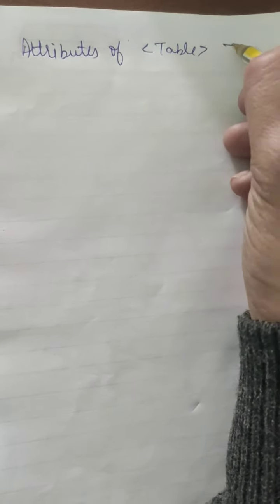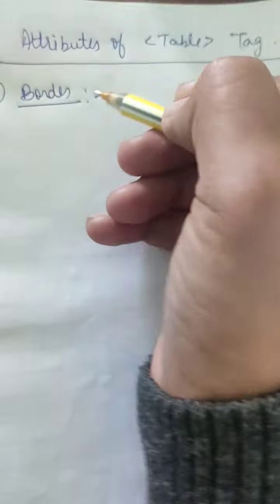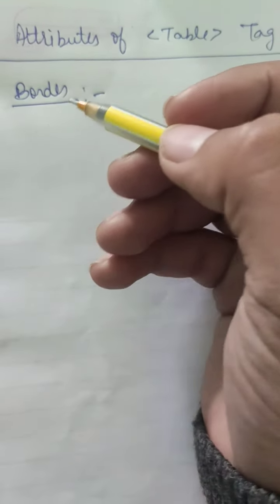So now in this video we will discuss the attributes of the table tag. How many attributes does the table tag have? First is the border. What is the use of the border and how will we implement it?